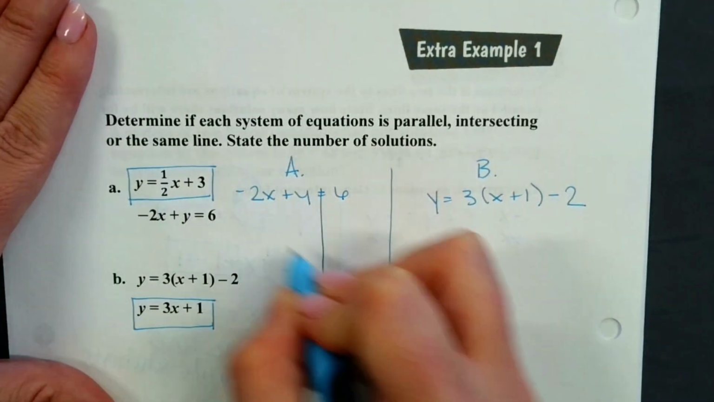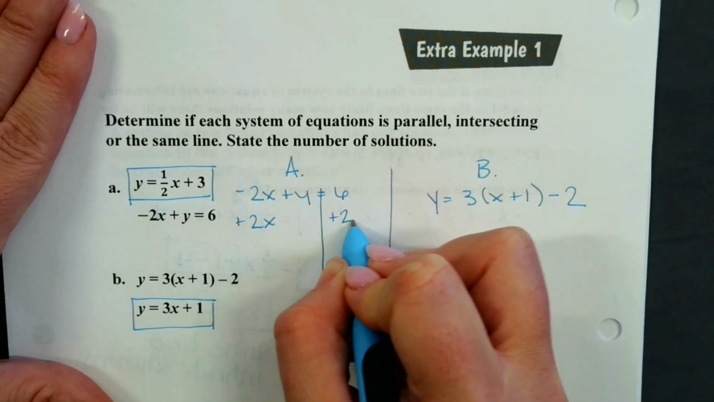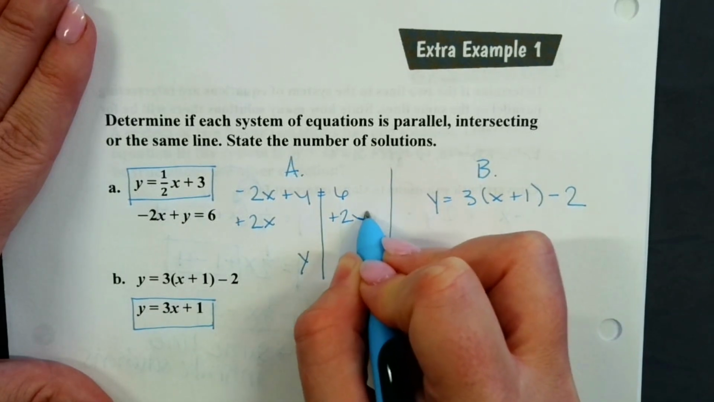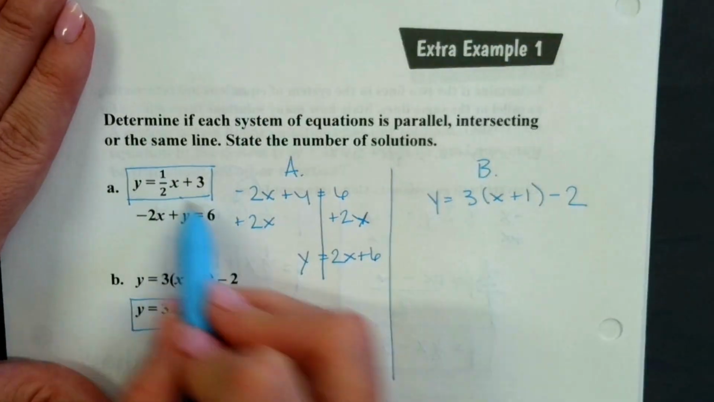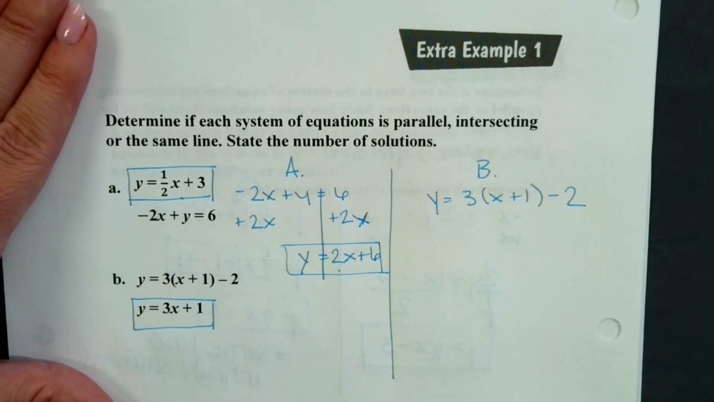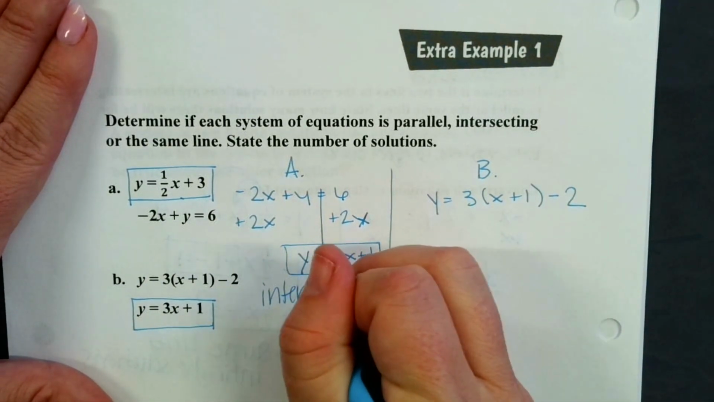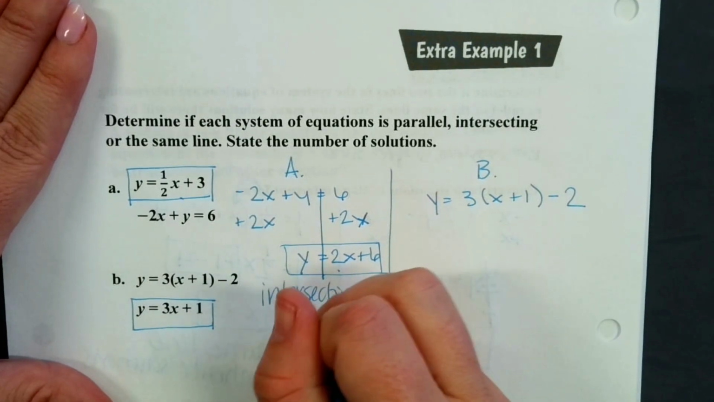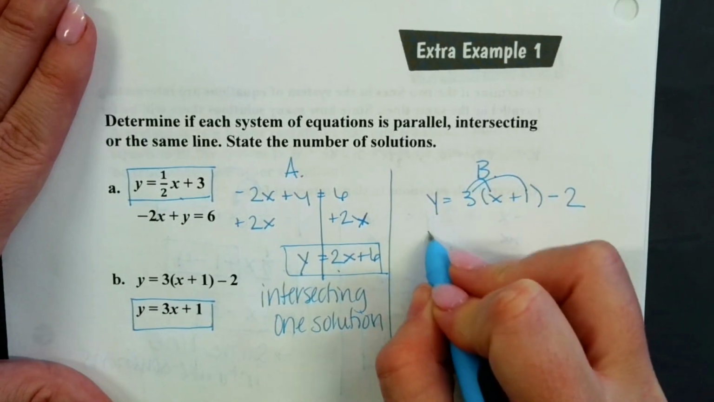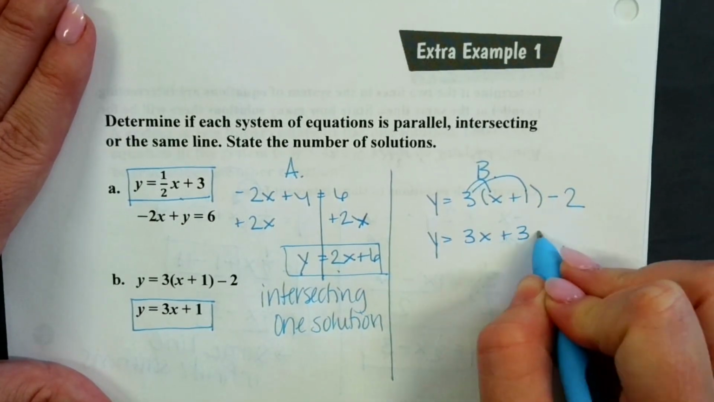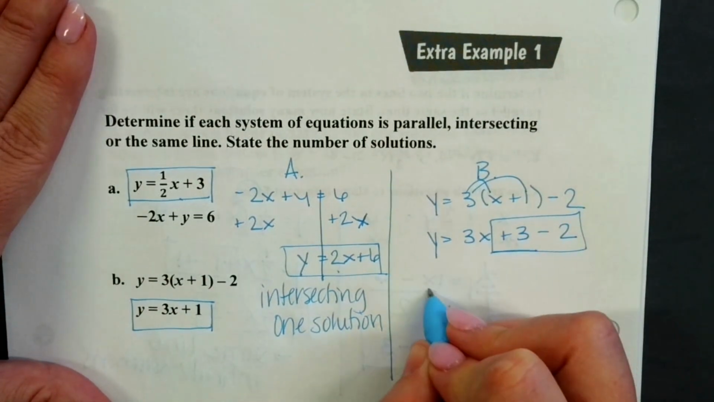All right, so I'm going to start converting this. All right, these are the two I'm comparing. What can you tell me? They're different what? Different slopes, so automatically that makes it intersecting, one solution. All right, this one over here, I got to distribute. Then combine like terms.